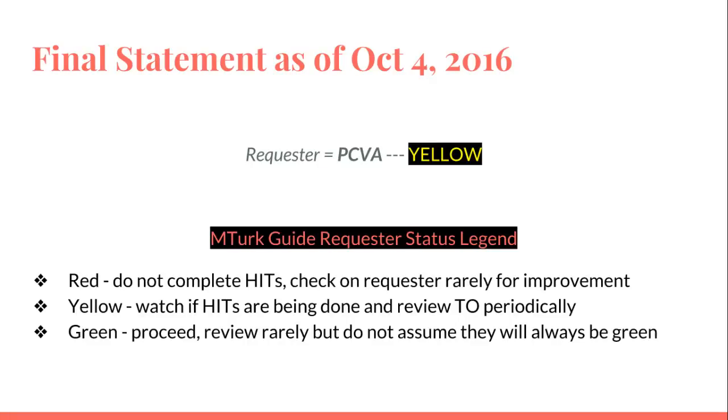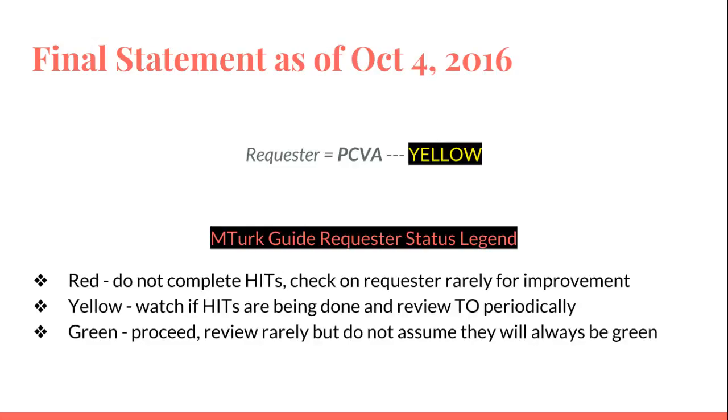So I say yellow because any requester could do anything. They could falter and they could go right back where they started. So what yellow to me means is, if you're doing the hits, watch if others are doing them, watch other batches going down, and review TurkOpticon periodically just to make sure that there's nothing big that's gone on or blown up that you're not aware of that would indicate you should stop doing the hits.